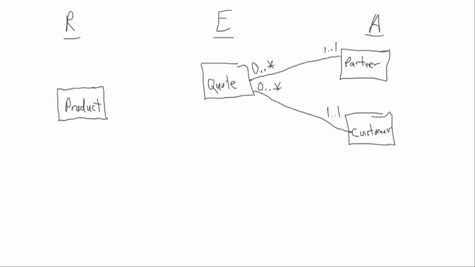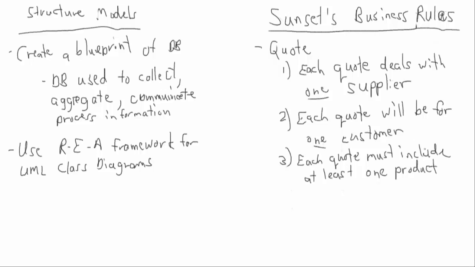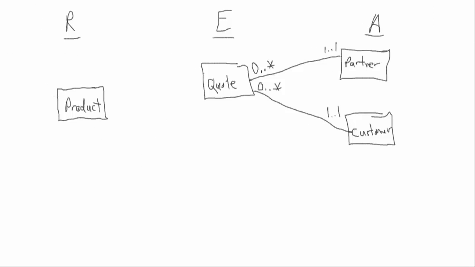Well, let's go back, take a look at our rules, and we'll say each quote must include at least one product. So we're not going to go around creating quotes where we don't have a product involved. So this association between quote and product will have at least one product in it, but could have many products in it.